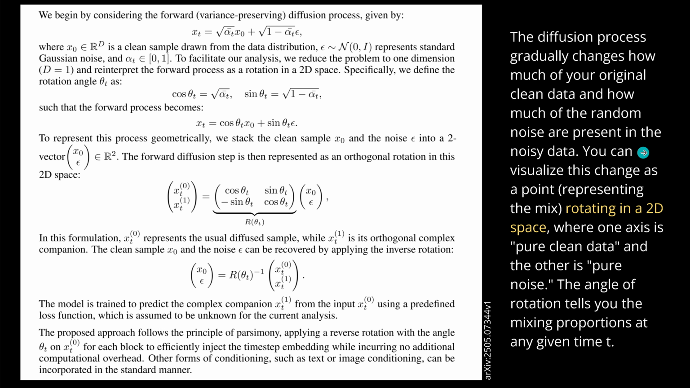Or, this is here my interpretation for really easy: a diffusion process gradually changes how much of your original clean data, of your clean image data, and how much of a random noise are present in the noisy data. And just visualize this as a change in a point that rotates now in a two-dimensional space, where one axis of your two-dimensional space is now a pure clean data axis, and the other one is a pure noise. And the angle of the rotation of this point tells you the mixing proportion at any given time. You see, sometimes an explanation can be that simple.